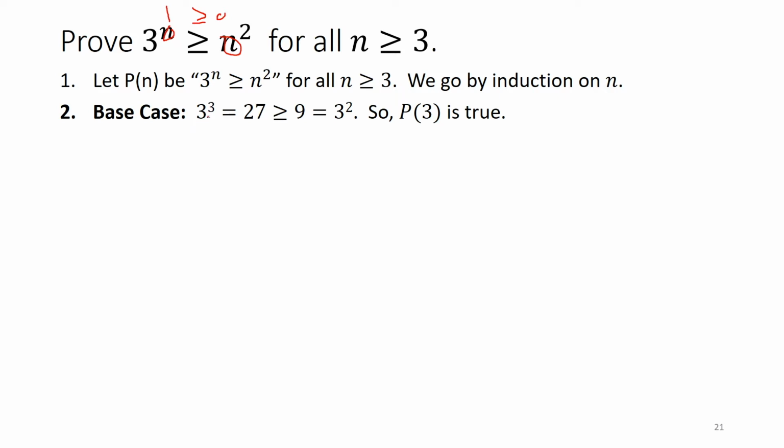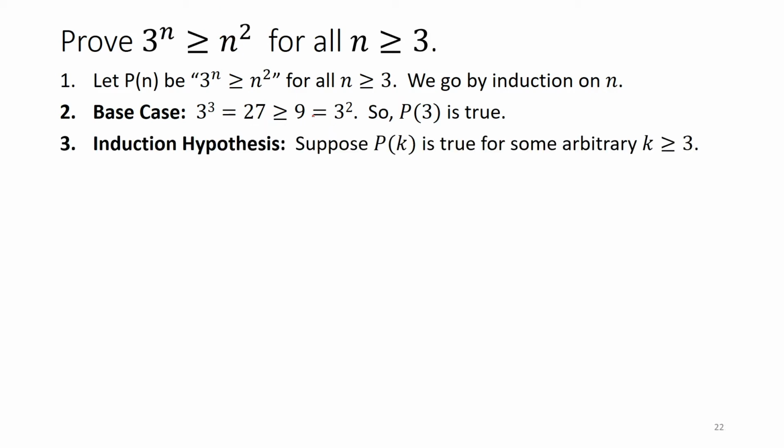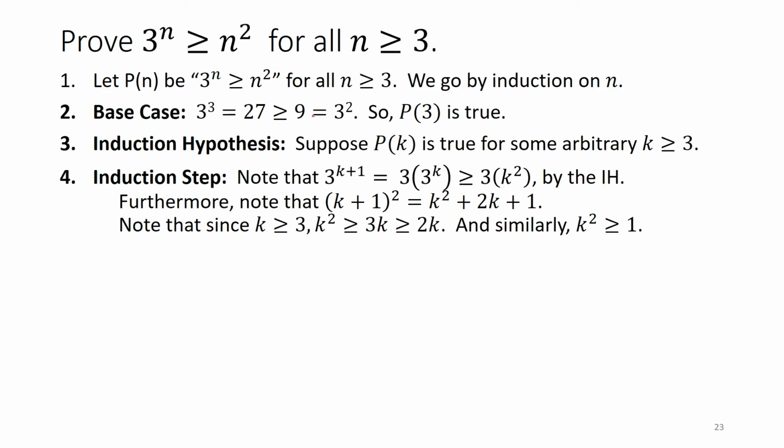So the base case will be 3. So we have 3 here. It is 27, and this is 3 squared, and that is 9. So the base case is true. Next step, we want to show the induction hypothesis. Suppose P of k is true for some arbitrary k that is greater than or equal to 3. Okay. Next, we want to do the induction step to show P of k plus 1 is also true.